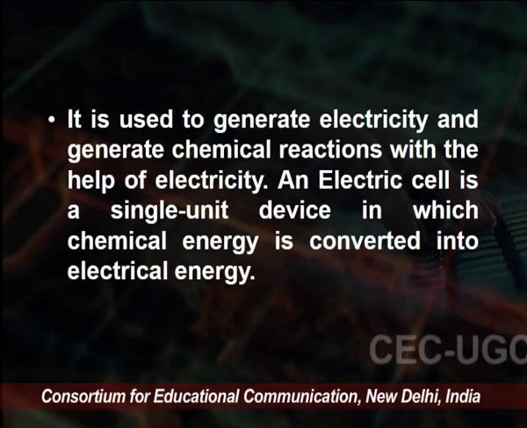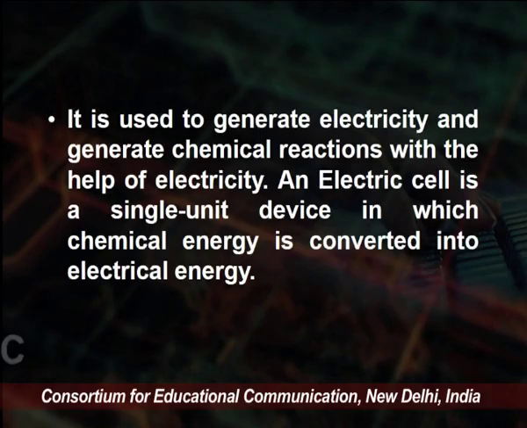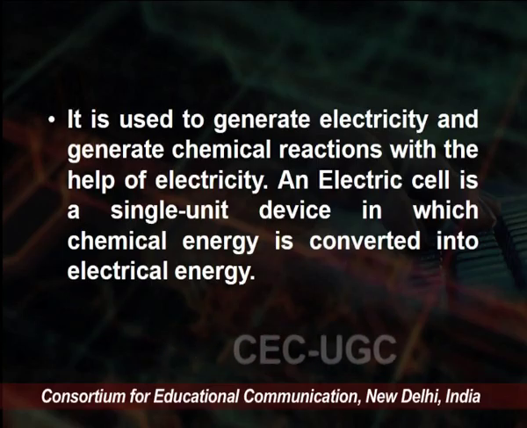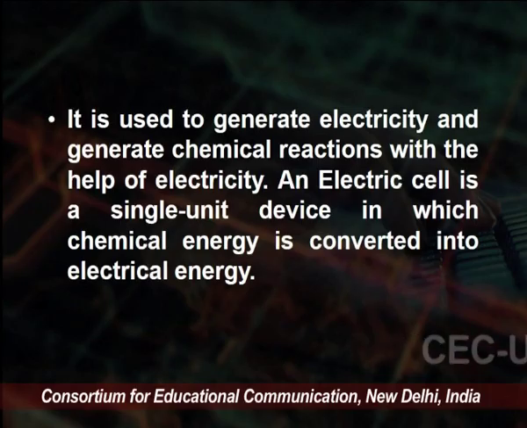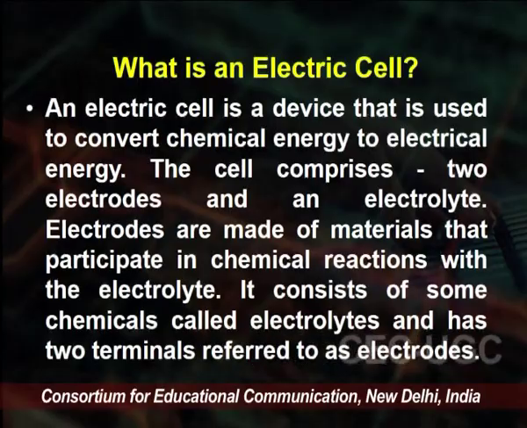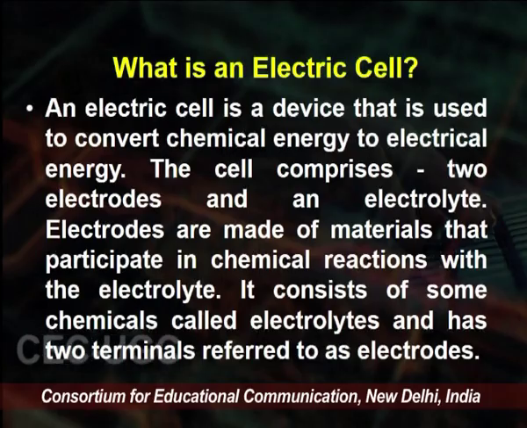An electric cell is a single unit device in which chemical energy is converted into electrical energy. So an electric cell is a device which converts chemical energy into electrical energy. If we talk about the definition, an electric cell is a device that is used to convert chemical energy to electrical energy, as this cell comprises two electrodes and one electrolyte.